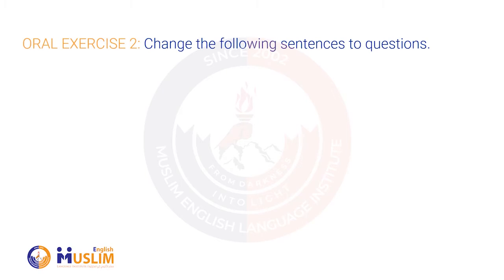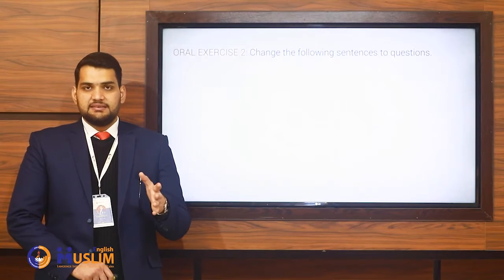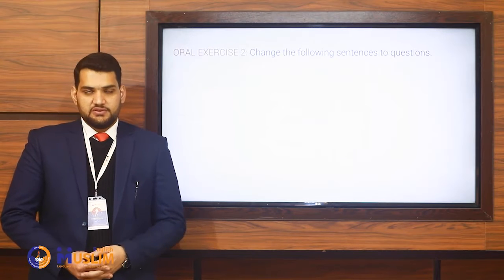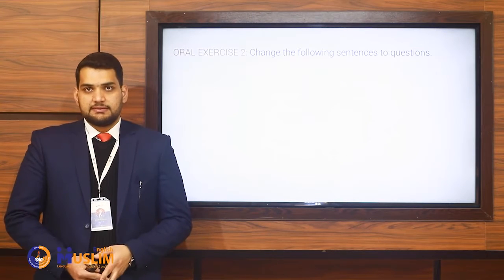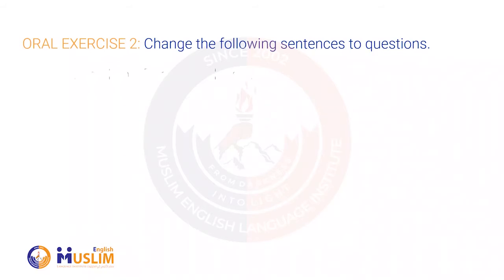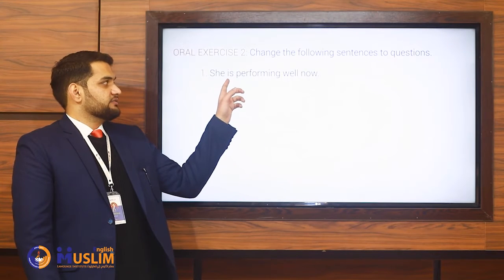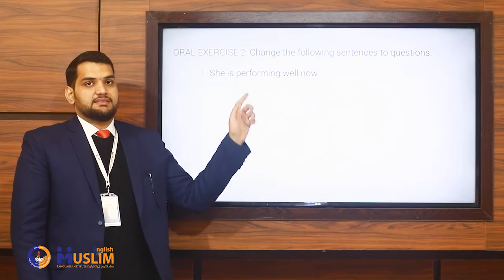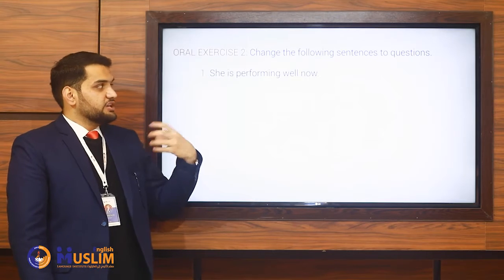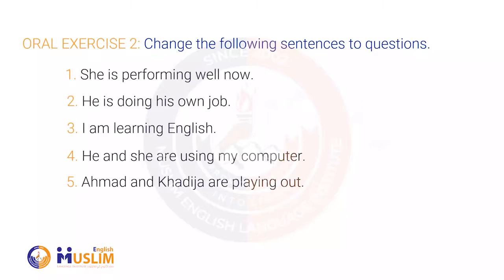Let's have another oral exercise. Change the following sentences to questions. So there are some sentences and I want you to change them to questions or interrogative sentences. So let me model the first one. She is performing well now. So if you want to change it to question, you have to bring the to be verb to the beginning of the sentence. You should say, is she performing well now? Now do the rest of them.